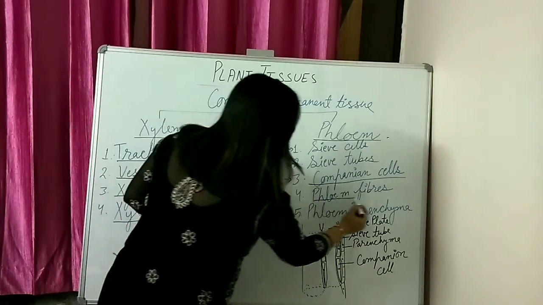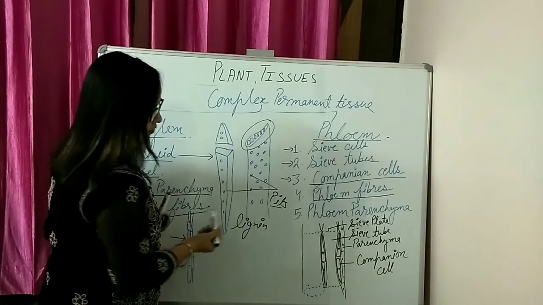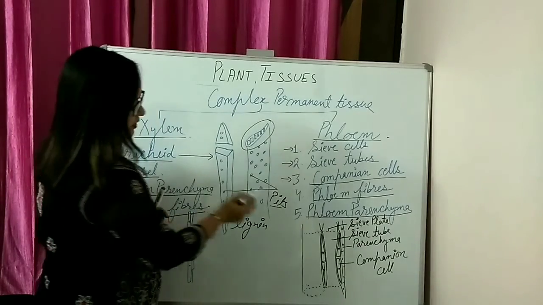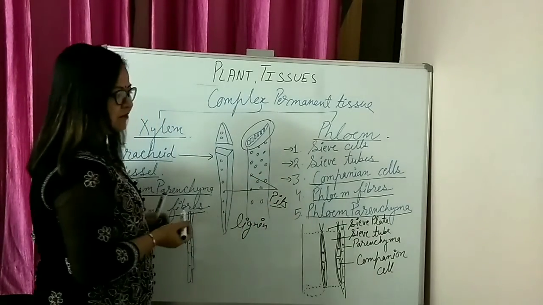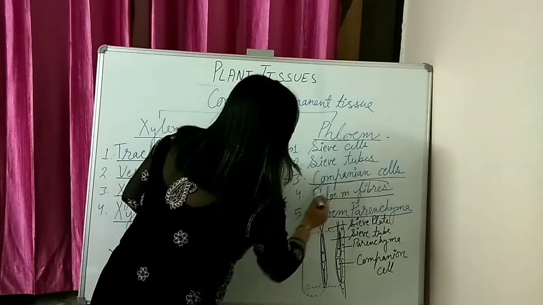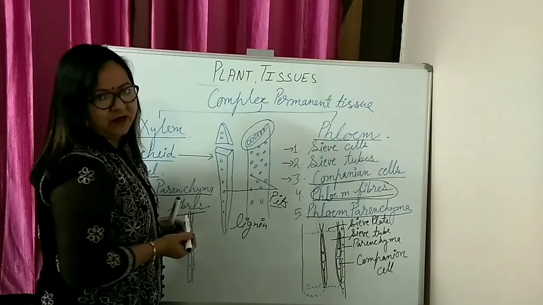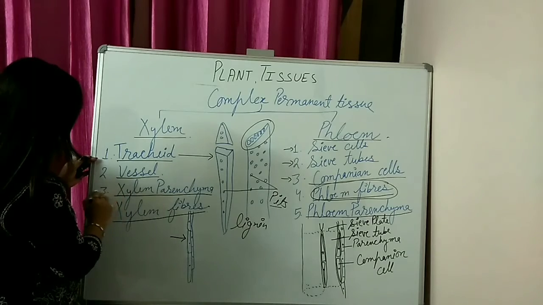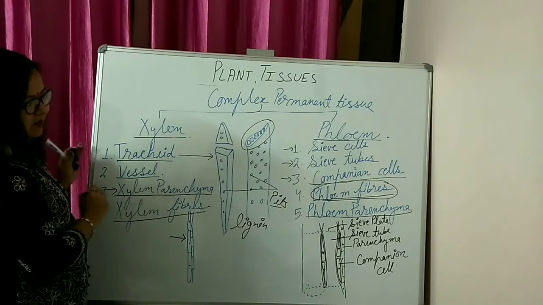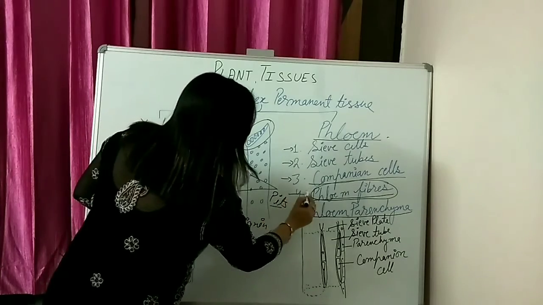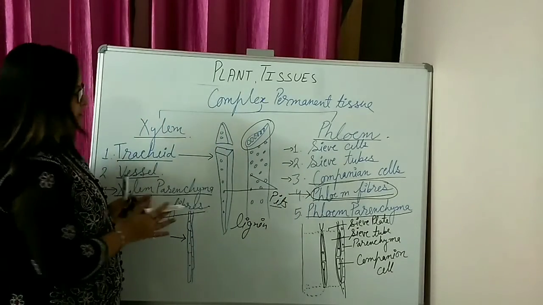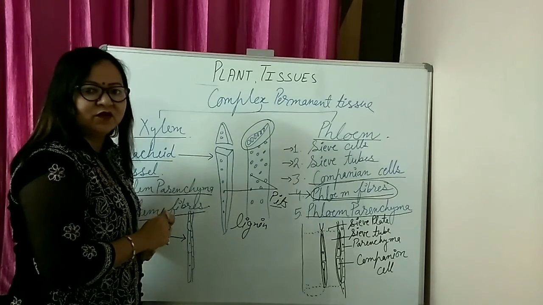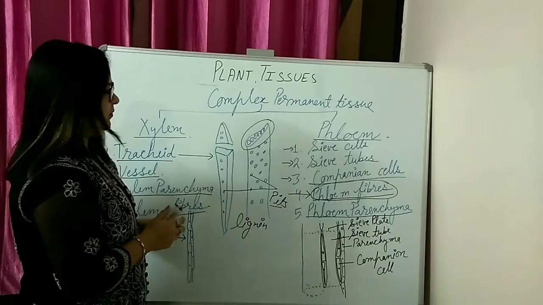Next, phloem fibers. They are for mechanical support. Phloem parenchyma are the storage cells. Of these components of the phloem, except phloem fibers, all are living components. So in xylem and phloem, there is only one living component in xylem, that is xylem parenchyma, and in phloem there is only one dead component, that is phloem fiber. Both xylem and phloem help in the conducting of substances and constitute the vascular bundle of the plant.